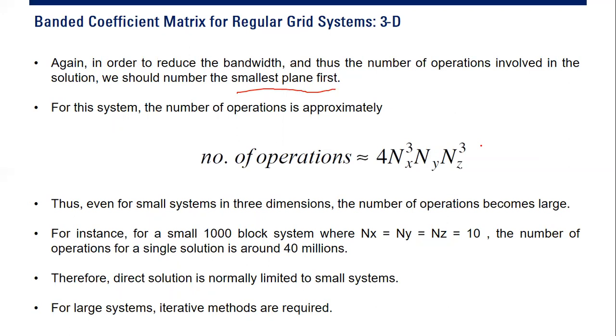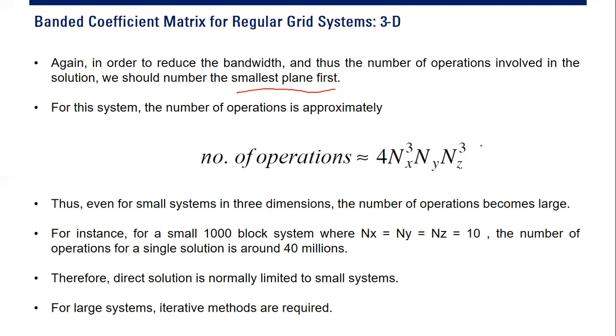Thus, even for a small system in 3 dimensions, the number of operations becomes large. Of course, a 3-dimensional system requires more computation. It is much more complicated compared to a 1D or 2D system. For instance, for a small 1,000 block system where nx, ny, and nz equal 10, the number of operations for a single solution is around 40 million. So you can imagine, reservoir simulation is complicated. But fortunately, we don't need to solve it by hand computation. We can do the computation relatively fast using our computer, right? Therefore, direct solution is normally limited to small systems.